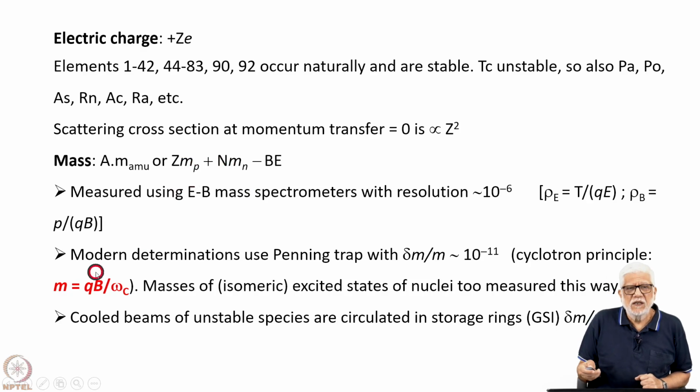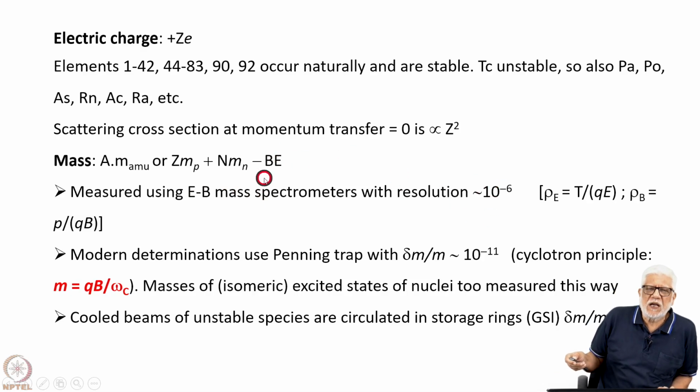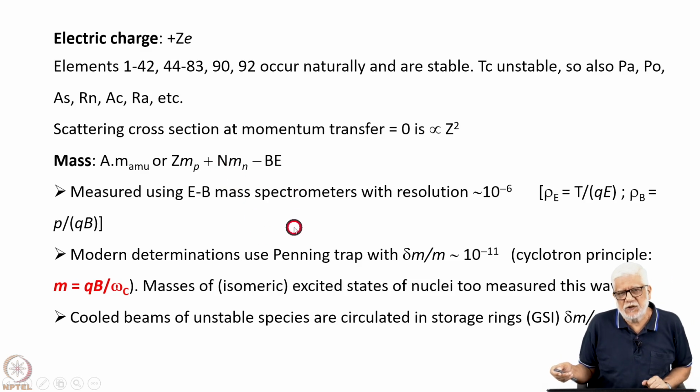Now, the mass is measured using electric field and magnetic field combinations in so-called mass spectrometers, and they typically have a resolution of 10 to the minus 6. So if you have, let us say, a mass 100 nucleus, then this quantity will be of the order of about 100 GeV, that is like 10 to the 11 electron volt, and with this kind of resolution you get 10 to the 5 eV, which means of the order of 100 keV.